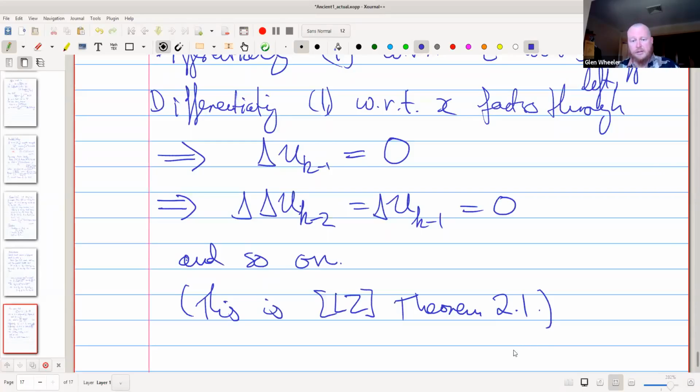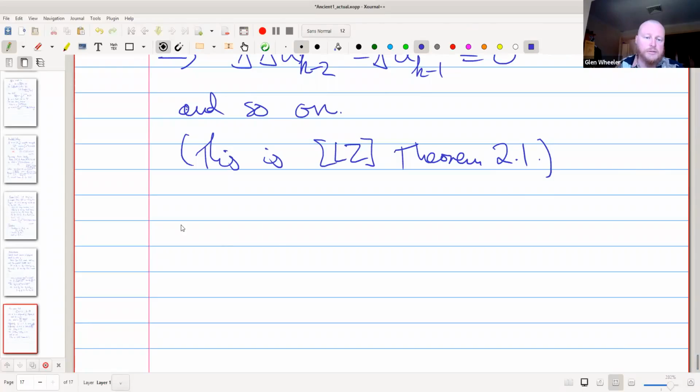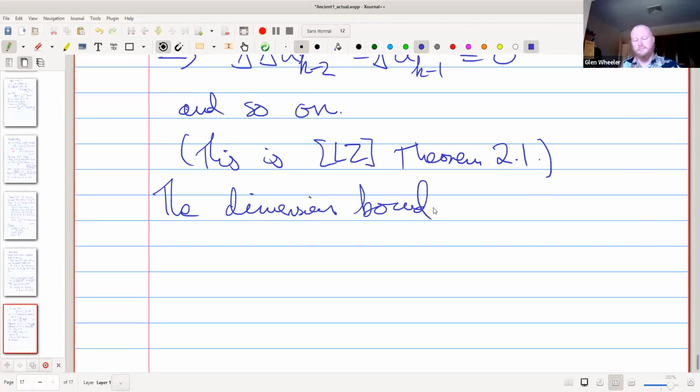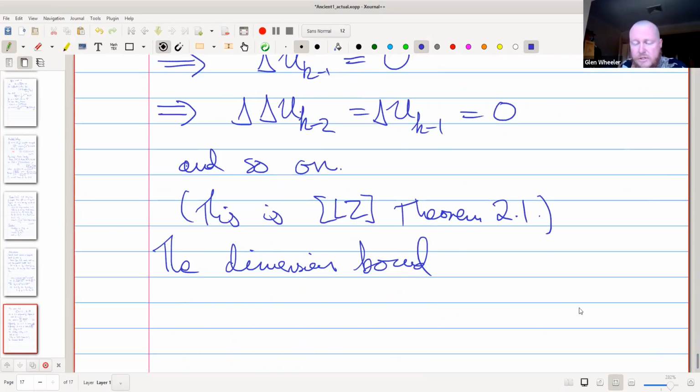All right, so that's the polynomial representation, but what about the dimension bound? Okay, so let's talk about the dimension bound. Because the Laplacian of u_{k-1} is 0, it's harmonic, and that means that it's in H_Q because of the growth condition.